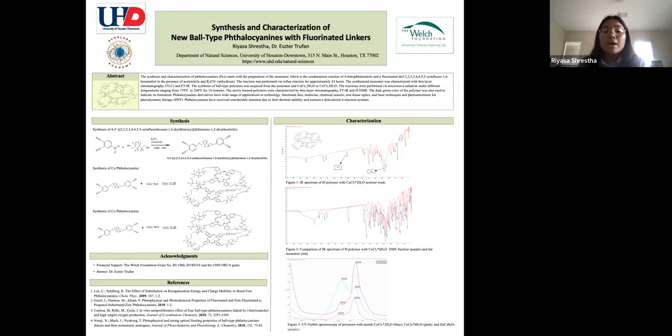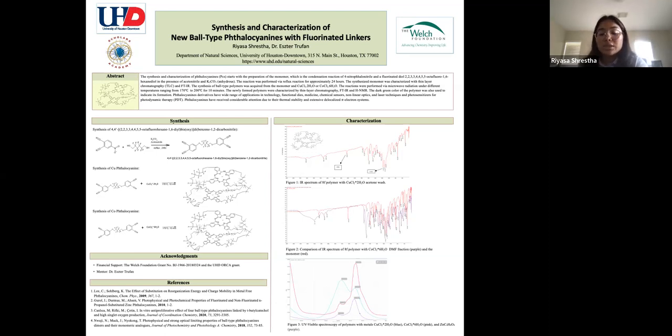The color that I obtained from these ball-type thiocyanines was dark green. So that is the primary focus of the research. That is the color that we want. And the way we characterize these ball-type thiocyanines from these reactions, we're using IR and UV-vis spectroscopy.